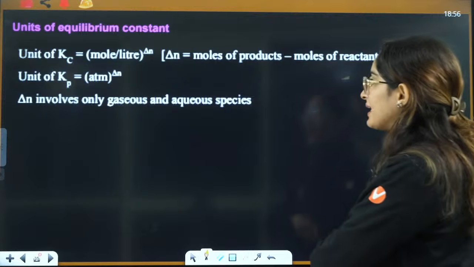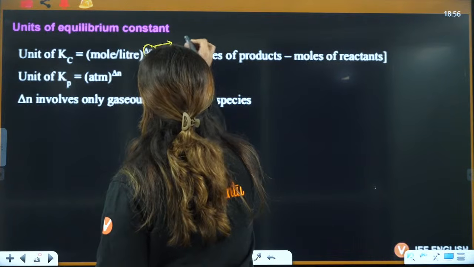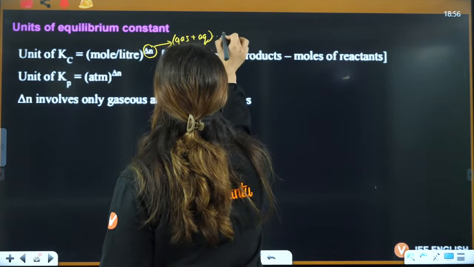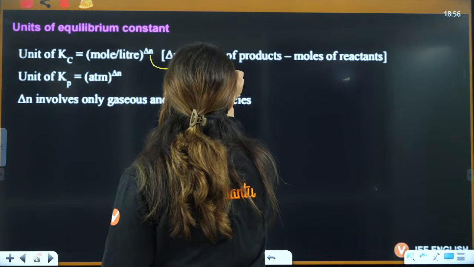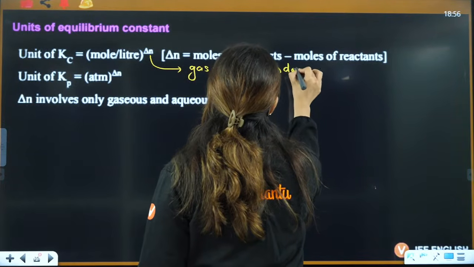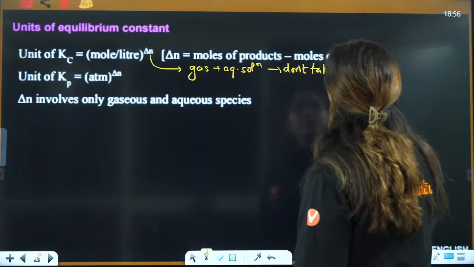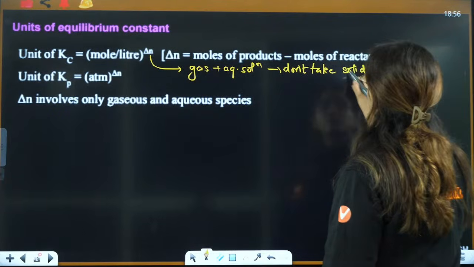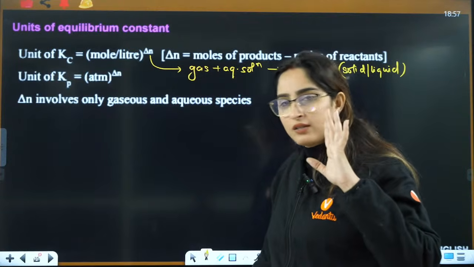And in this case, delta N will count gases plus aqueous solution. Don't take pure solid or liquid. Why? Because for a pure solid or liquid, the concentration, the active mass, is 1.